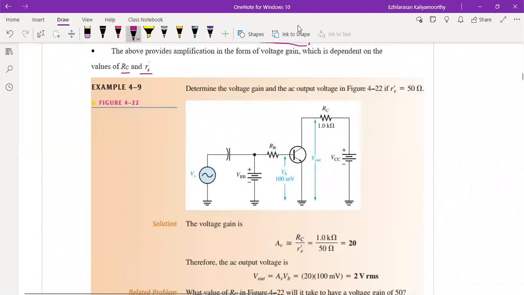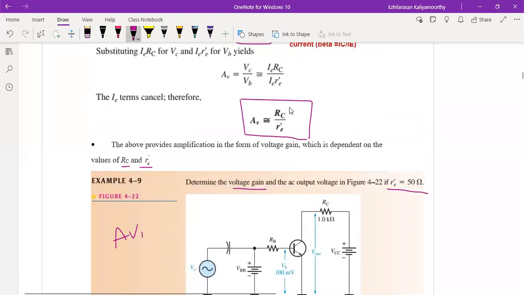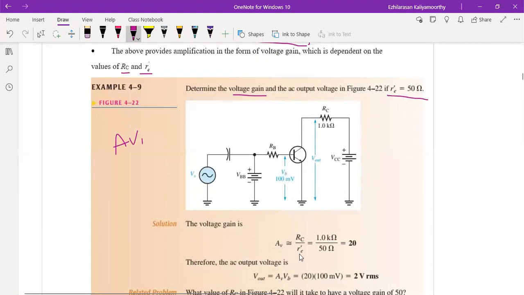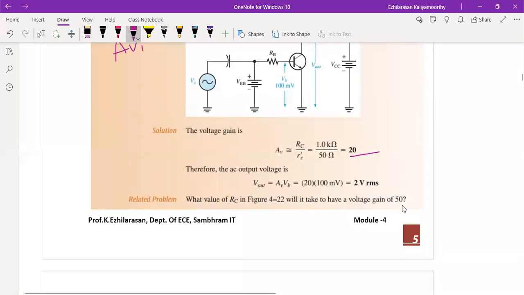The problem is given, same figure only. We need to find out the voltage gain, that is AV, and the AC output voltage. From this figure, they have given RE dash is equal to 50 ohm, that is the internal resistance. Now to find out the voltage gain, we know the formula AV is equal to RC by RE dash. RC from the figure is given as 1 kilo ohm, then RE dash is given as 50 ohm. Then substituting, the voltage gain we get is 20.